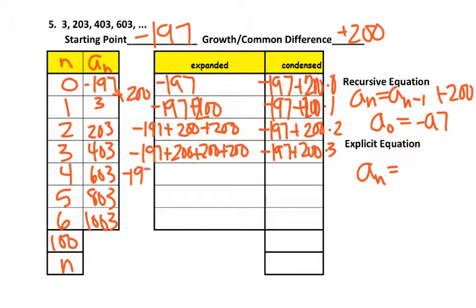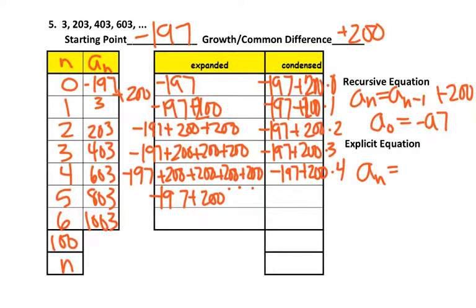Okay, hopefully by now we're catching on to this pattern here of how things are working. So negative 197 plus 200 times 4. Okay, so honestly, with these big numbers, I know I'm going to add 200 5 times, right? So negative 197 plus 200 times 5. And then I'm going to take negative 197 and add 200 6 times, right? So negative 197 plus 200 times 6.